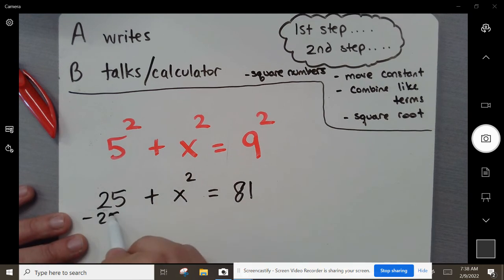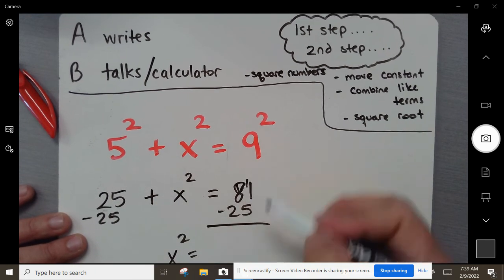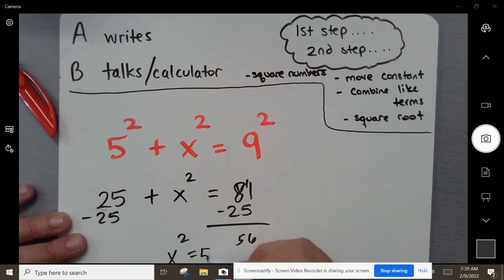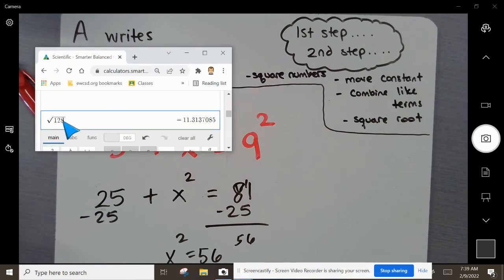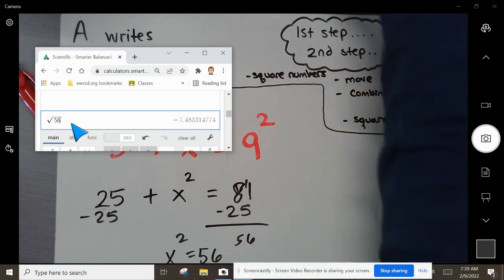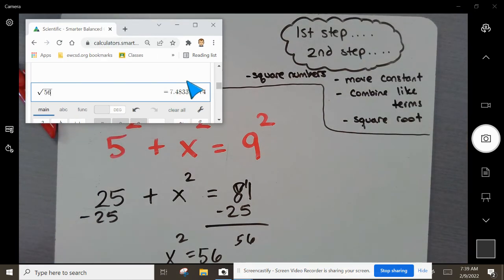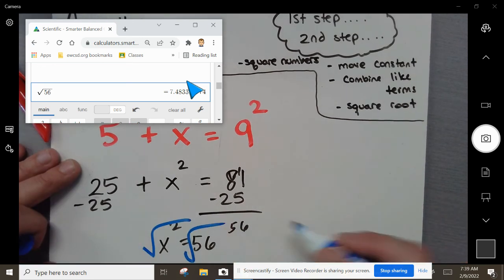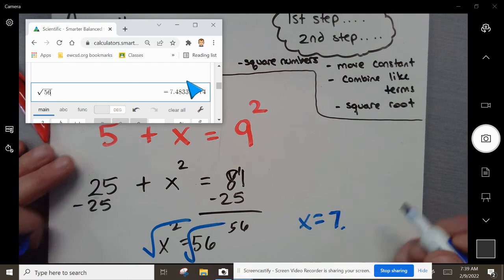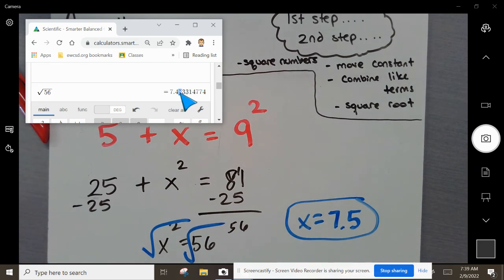Then we're going to subtract 25. All right, from 81, we're going to get x squared equals 56. Then from there, we're going to go ahead and plug it into our calculator. If I did the square root of 56, 7.48. If I said round to the 10th, and we're always rounding to the 10th right now. I will sometimes say round to the 100th, but for now, we're just always going to round to the 10th. Square root both sides, you get x equals 7.5. Why is it 7.5? Because this 8 bumps it up.